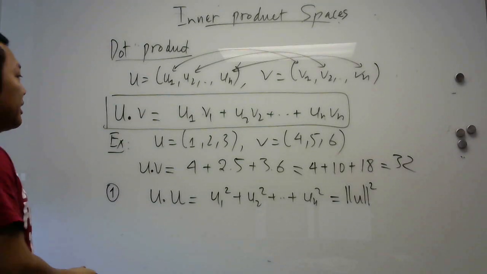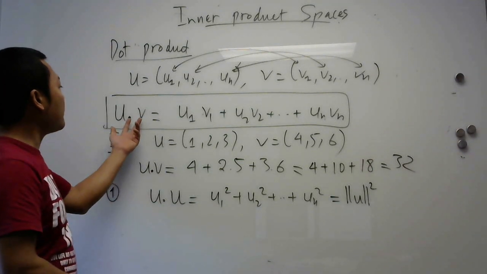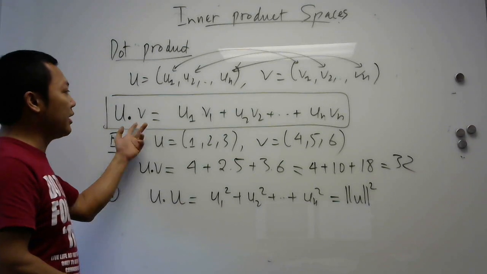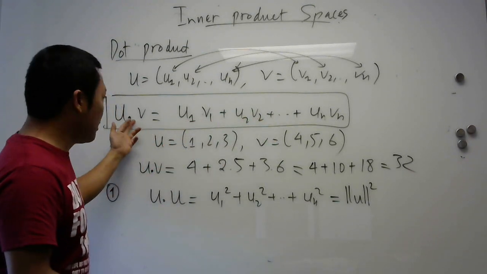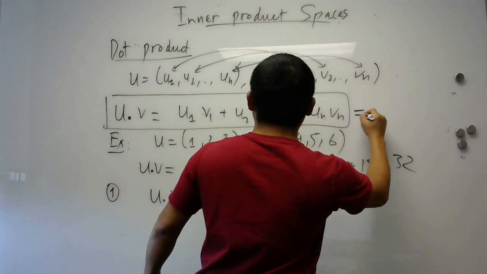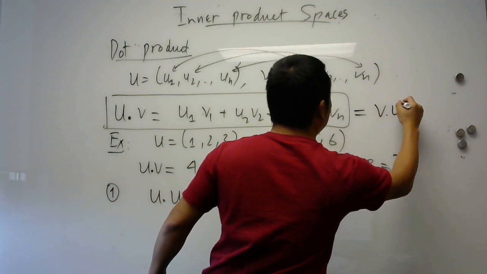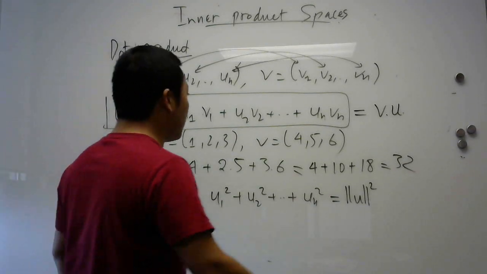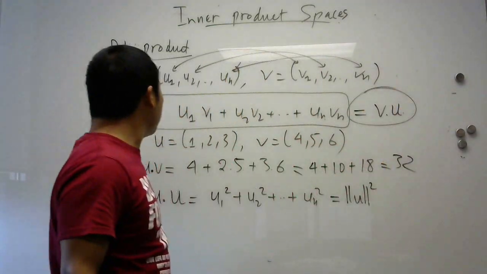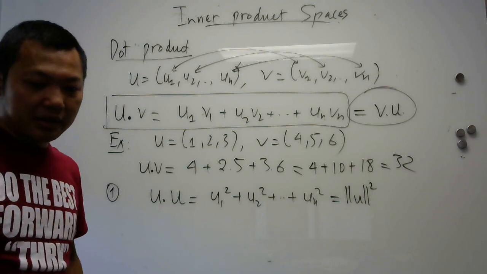The second property: when you interchange u and v, of course, the sum will not change. So I will write here that the dot product of v and u is equal to the dot product of u and v. The same.